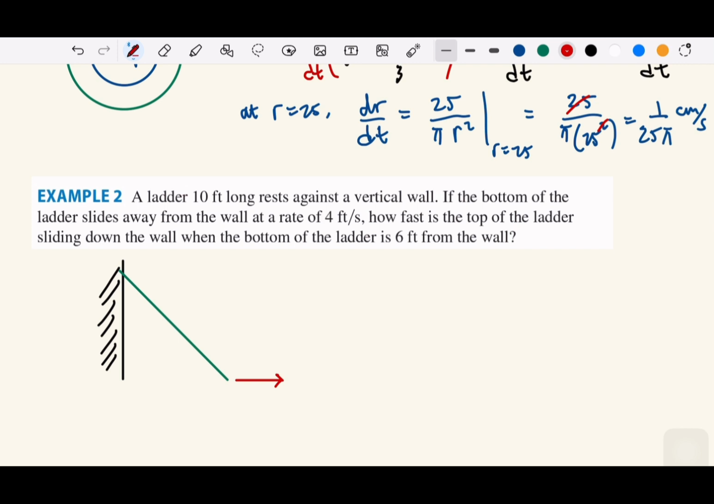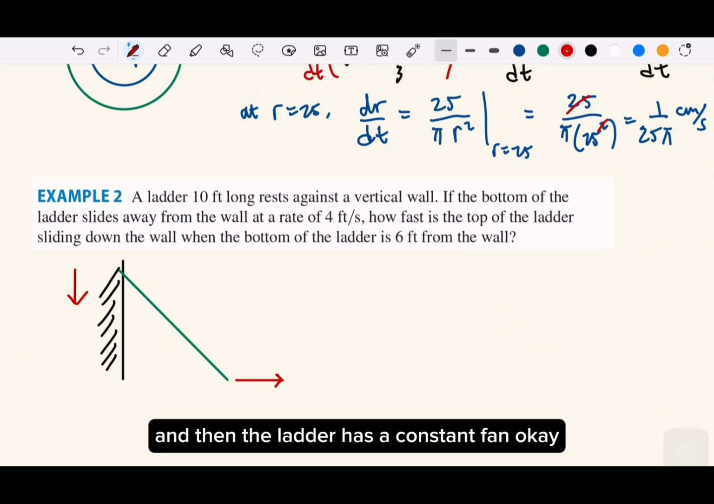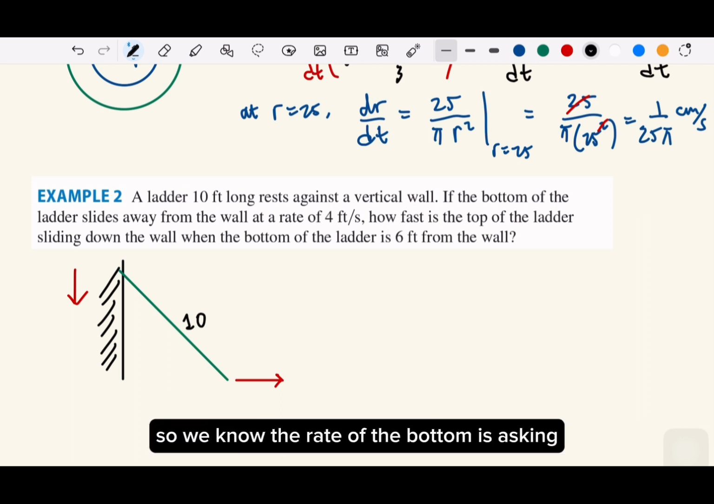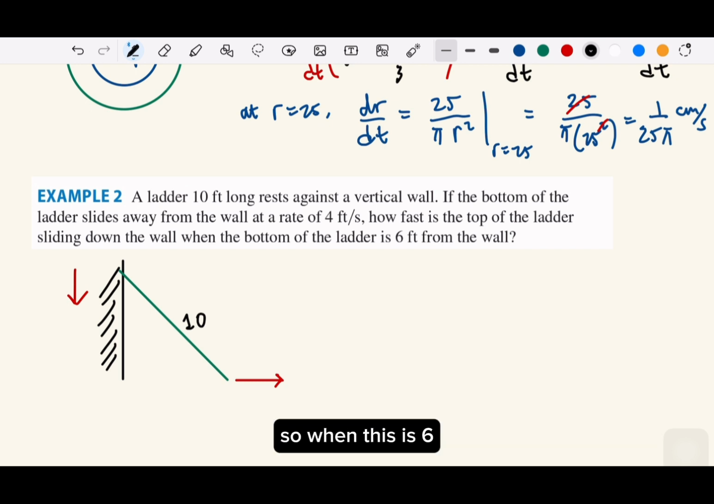Okay. And then the ladder has a constant length of 10, okay? It's asking, so we know the rate of the bottom. It's asking how fast is the top of the ladder sliding down when the bottom is 6 feet from the wall, so when this is 6. Okay.